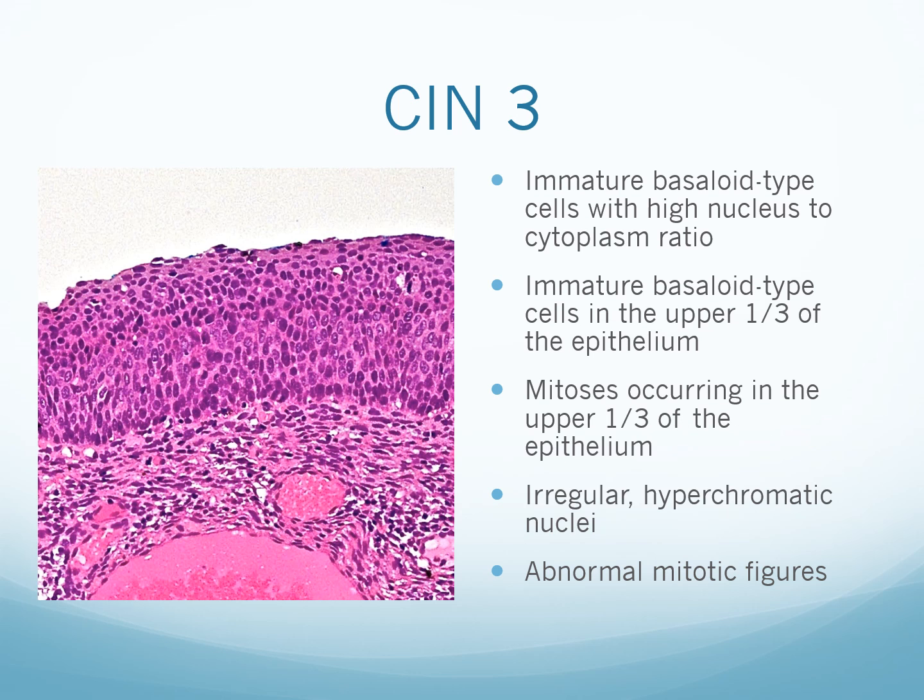In CIN3, we have these immature basaloid cells with a high nuclear cytoplasmic ratio now occupying the full thickness of the epithelium, extending into the upper third of the epithelium, and they're accompanied by mitoses extending into the upper third of the epithelium. Abnormal mitotic figures and irregular hyperchromatic nuclei remain a feature of CIN3.